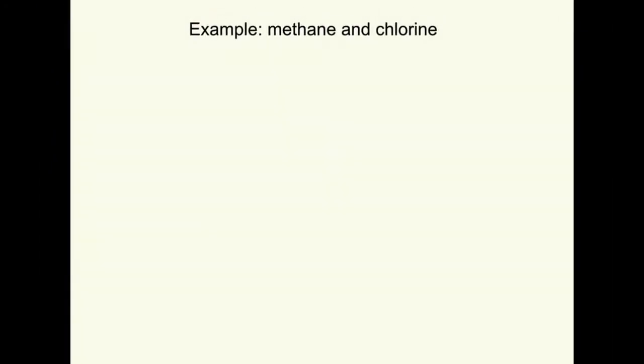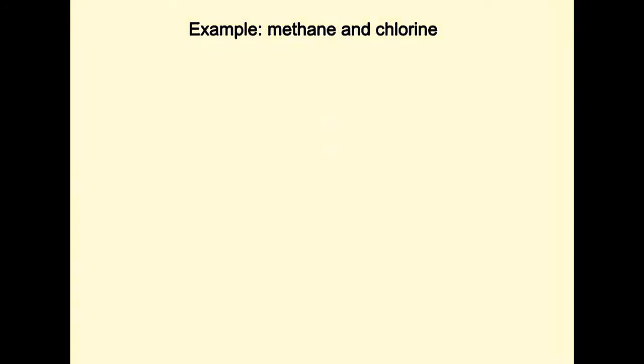The example of free radical substitution that you do in most detail at AS level is the reaction of methane and chlorine. Some other examples though will be reactions that occur in the ozone layer and also polymerization. So addition polymerization is also a free radical reaction.